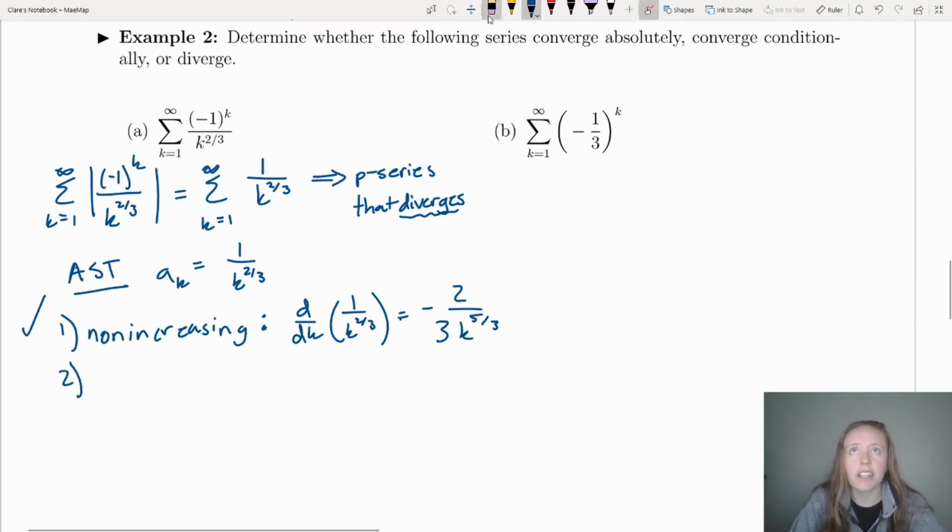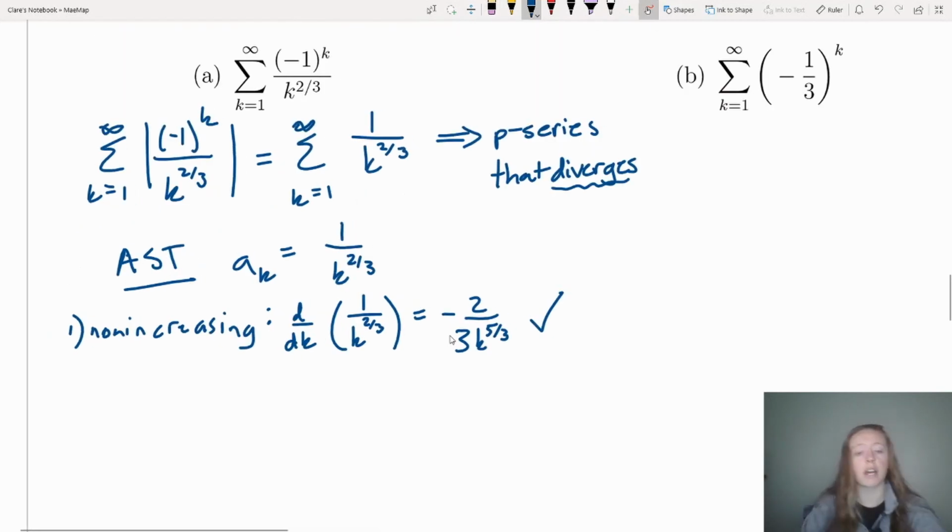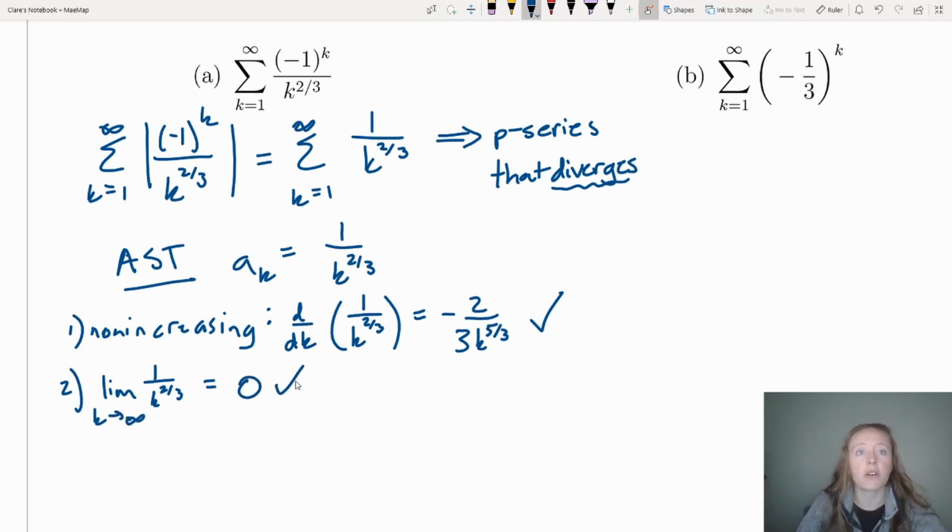And let me go ahead and rewrite this real quick to make it a little bit smaller so that I'm not running into my next page. Okay, so we showed that it's non-increasing. Our next step, part 2, is to show that the limit goes to 0 of a sub k, which is 1 over k to the 2/3, as k approaches infinity. And this is indeed 0.